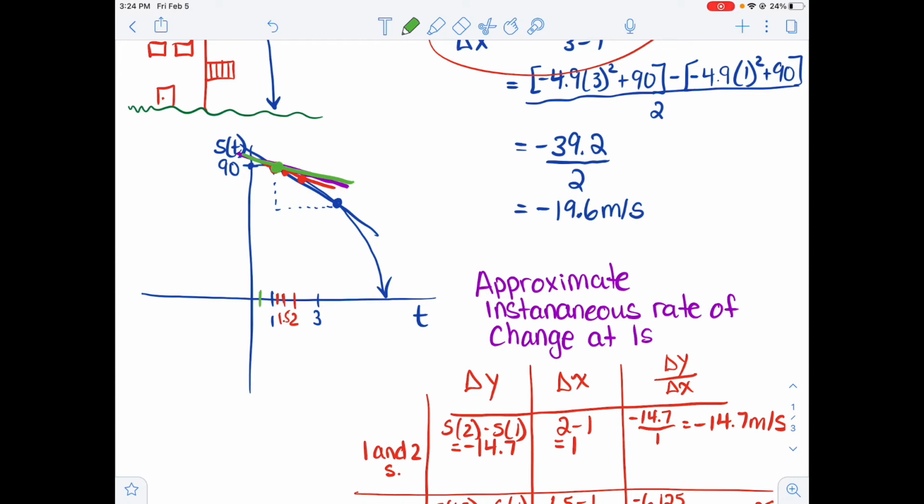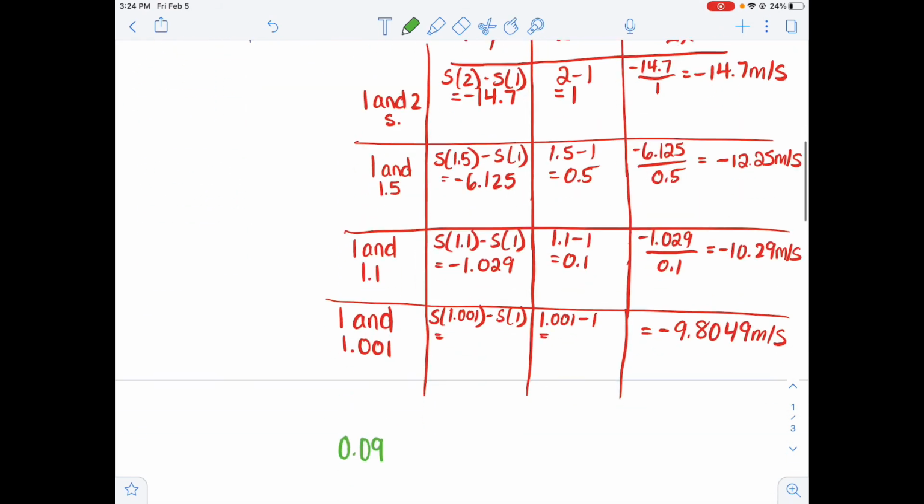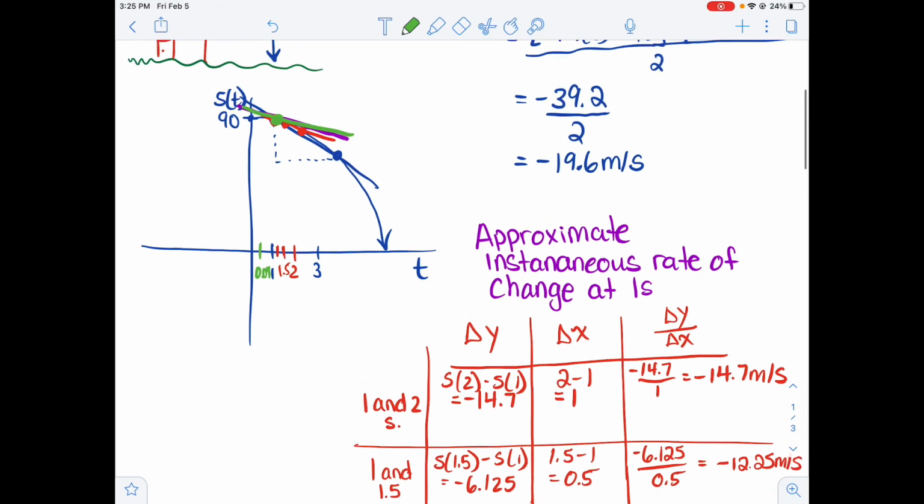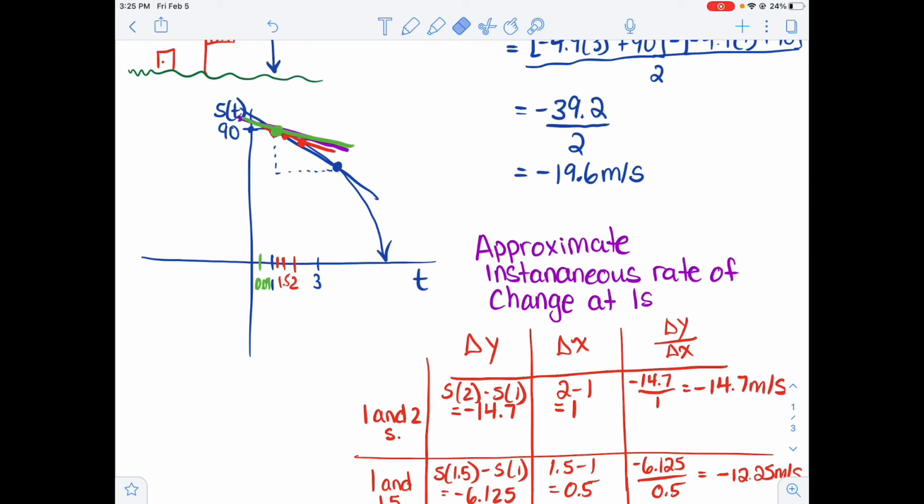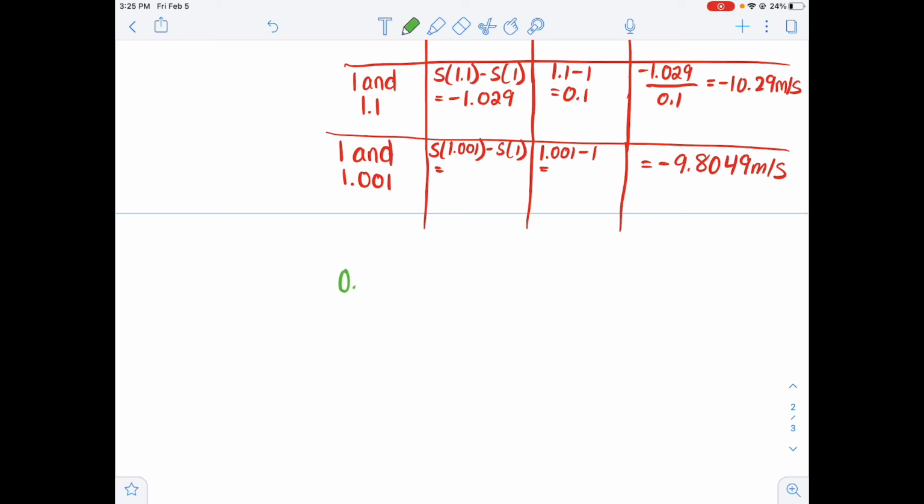I could even use values on this side of 1. So why don't I try 0.9? So let me figure out the slope between 0.9 and 1. We're just looking for values that are getting close to 1. I just thought I'd go on the other side of it.